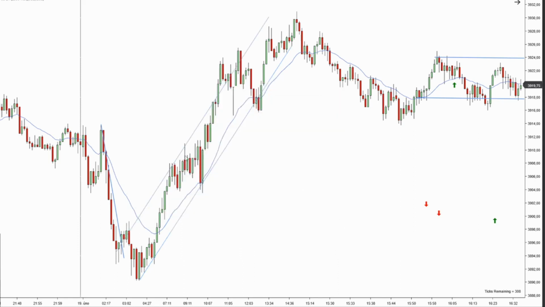So right now we're having higher highs, higher lows. The EMA is pushing higher. Look how the EMA is pushing higher. This is a supportive indicator that we use. But this is still too early to take any trade, so I didn't mark any trade.